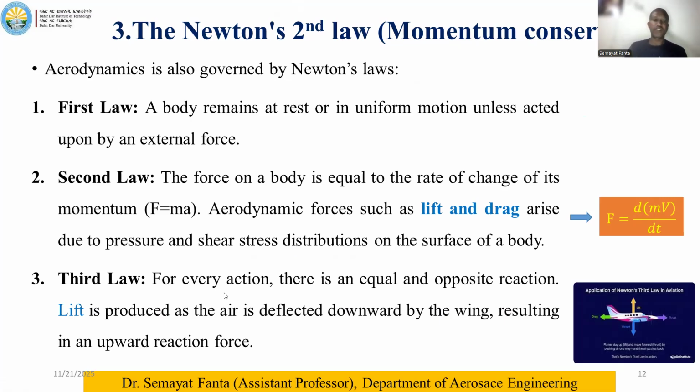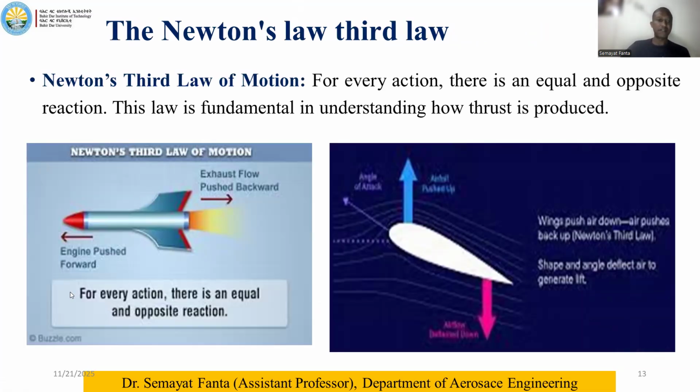The condition in the combustion chamber: when the mass of hot gas is imparted through the combustion chamber or through the narrow section, it imparts an impulsive force related to the action and reaction condition. So this tells us about the third law, action and reaction, for the rocket. The engine pushes forward and the exhaust flow pushes backward. So the hot gases are pushed backward and the rocket moves forward. That is the action and reaction principle.